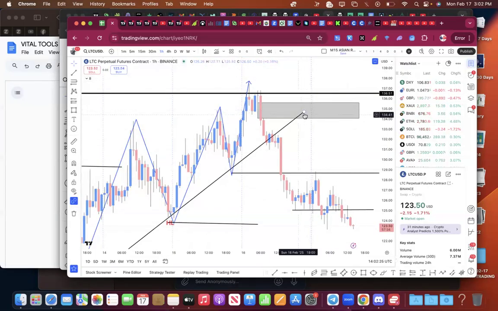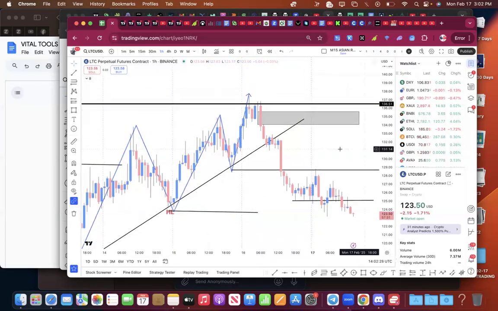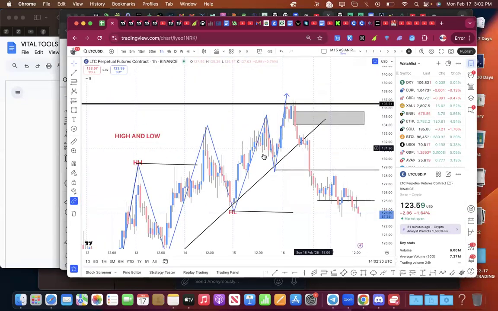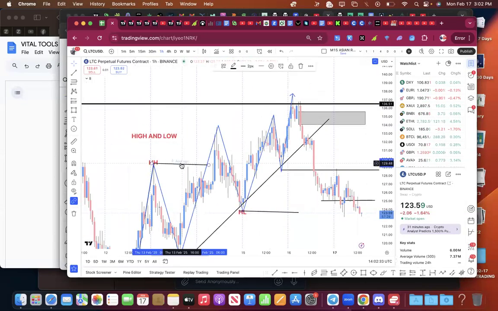Now, but these are concepts. Sometimes the market may not actually come there, but that means it has not been mitigated. All right.